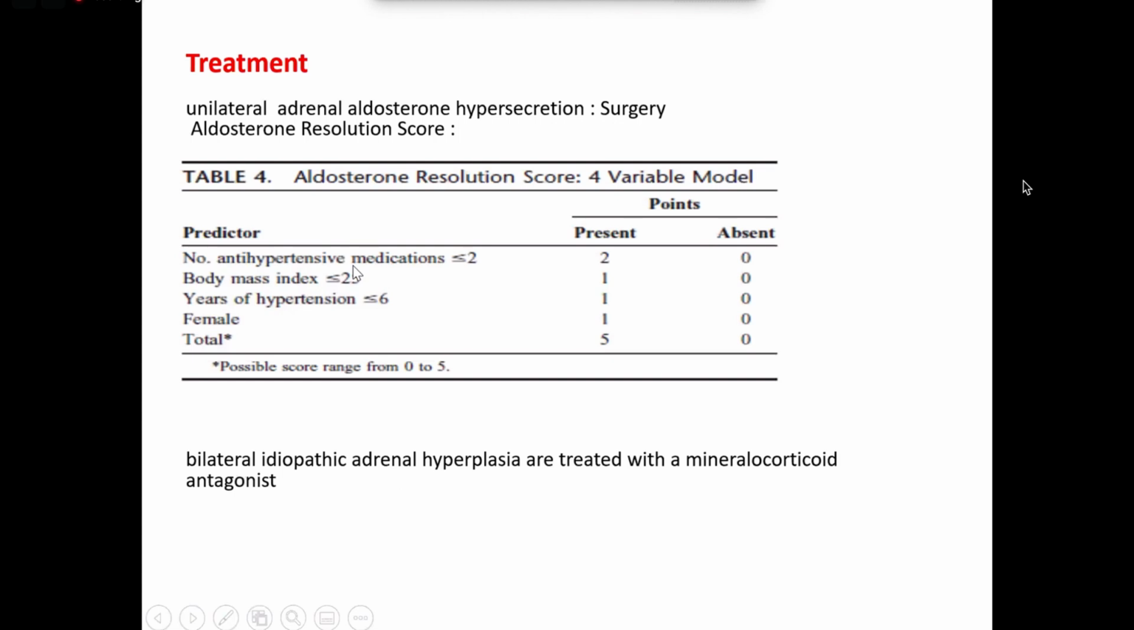And we can expect those patients, their high blood pressure will be back to normal after surgery by measuring the aldosterone resolution score, which include the number of antihypertensive medication, body mass index, years of hypertension, and if the patient is male or female. So the higher score, the better outcome.